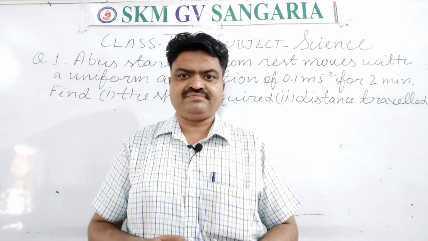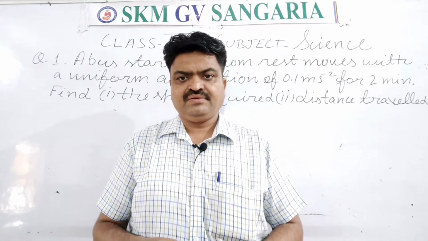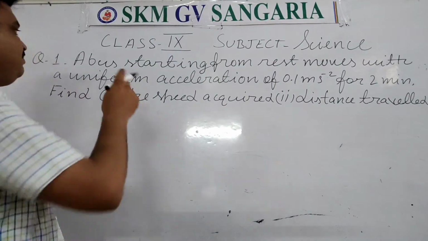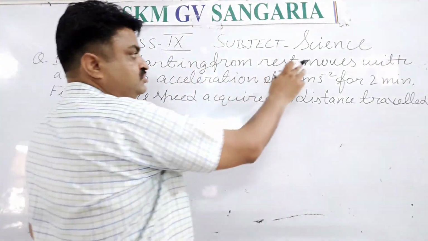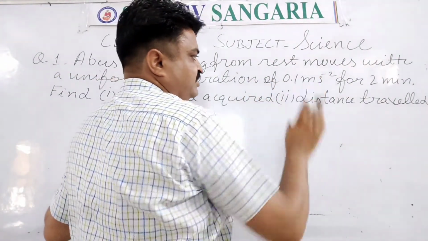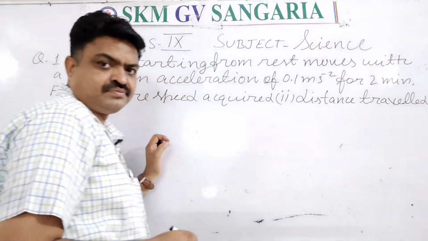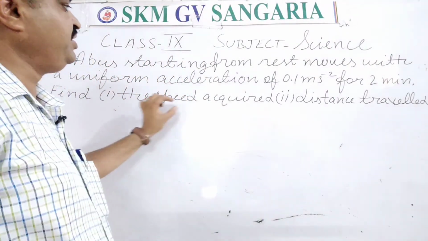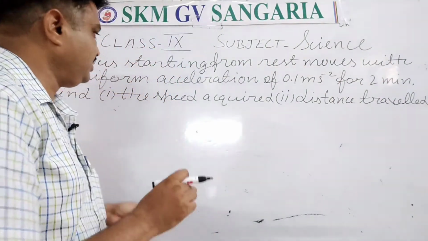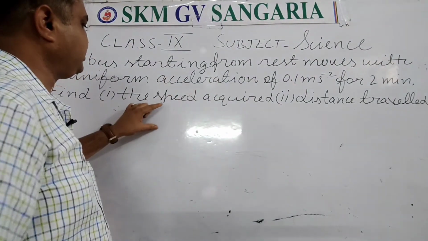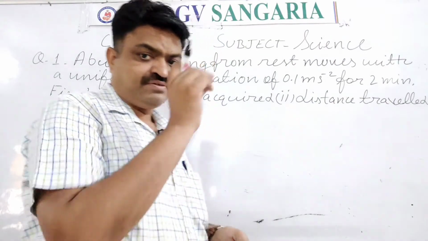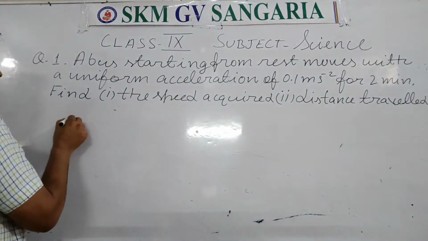Like there is one question I have written on the whiteboard, and we will try to solve this question. What is it? A bus starting from rest moves with a uniform acceleration of 0.1 meter per second square for 2 minutes. Find the speed acquired and distance traveled. So in this, there are two quantities we will try to find out. First is the speed acquired, second is the distance traveled. First, what we will do, we will write all the given quantities.